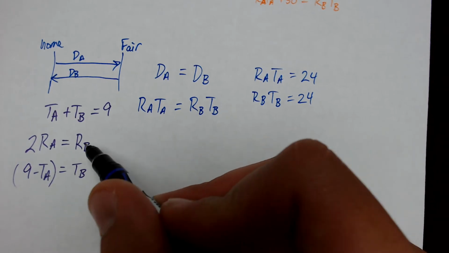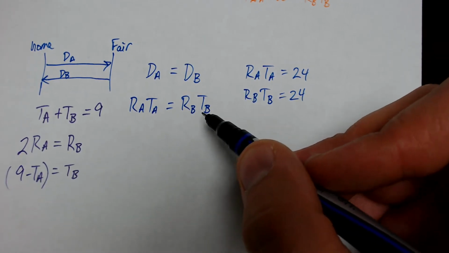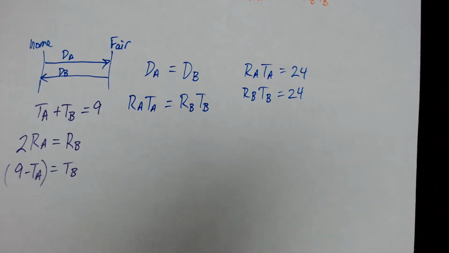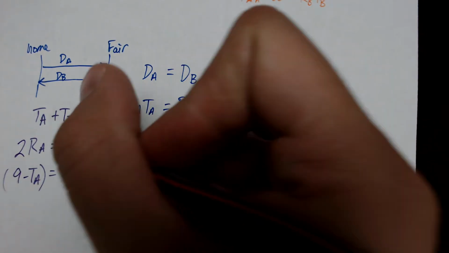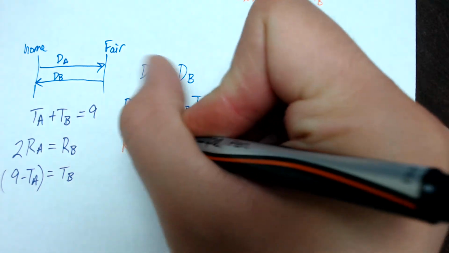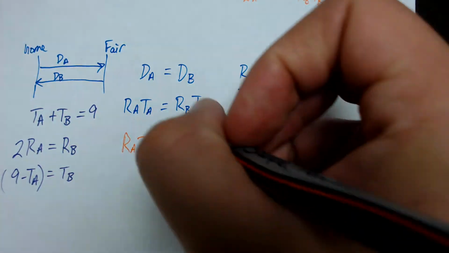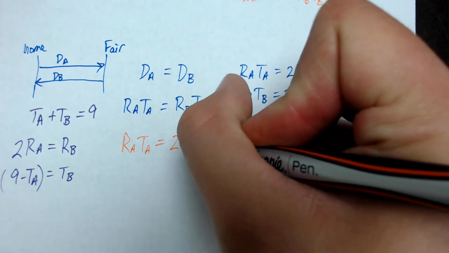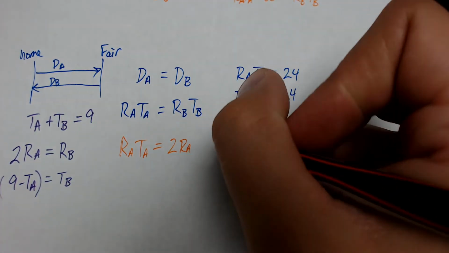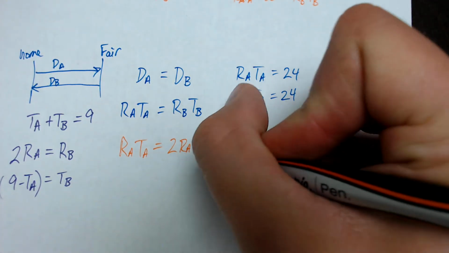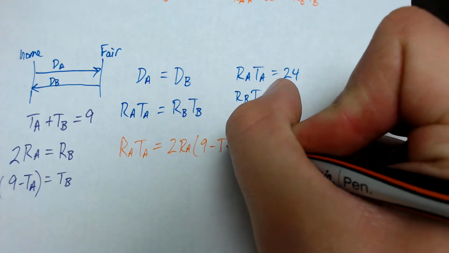So now that I have an equation solved for rate of B and time of B, I can substitute these values into this equation, and that will help me find an answer. So let's go ahead and start this substitution. I'll write rate of A times time of A is equal to the rate of B, which is equal to 2 times the rate of A, and then the time of B, which is equal to, parentheses, 9 minus the time of A.